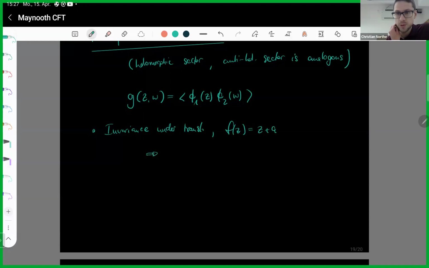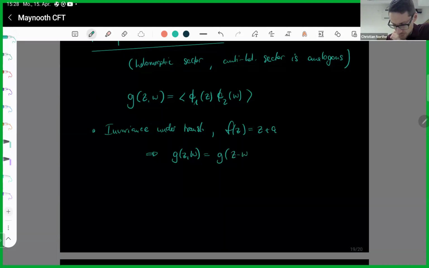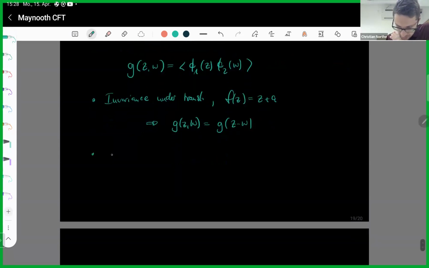Well, this is something that you've most likely already seen in a standard QFT class. What it means for this function to be independent of such a shift is that the function G of z comma w is truly a function only of the difference between z and w. Otherwise the translation invariance couldn't be satisfied. Now something new, invariance under dilations.